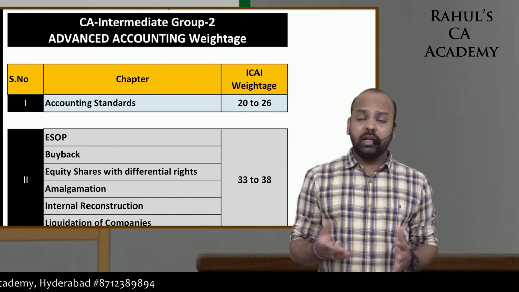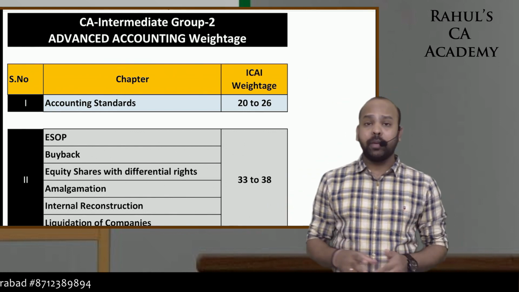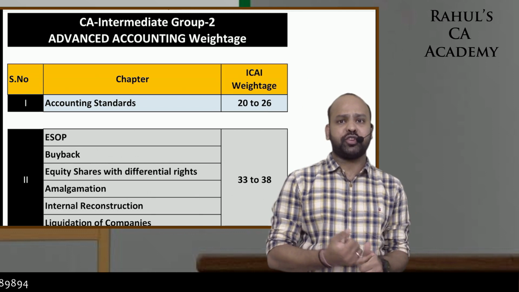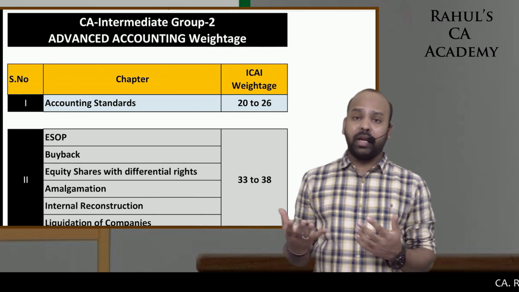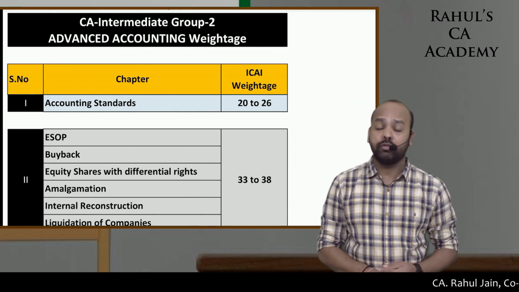So like any other paper guys, your Advanced Accounting paper also will have 6 questions. First question is of 20 marks, compulsory question. There will be remaining 5 questions, out of which you will have to answer 4 questions.